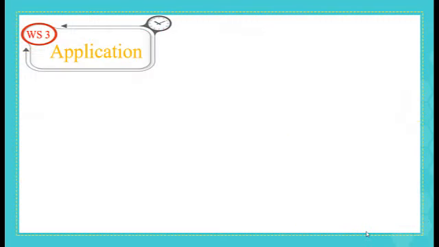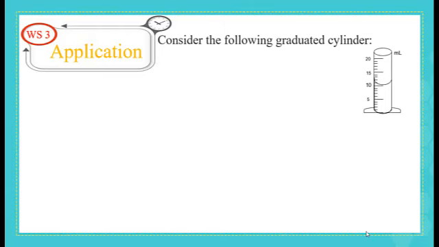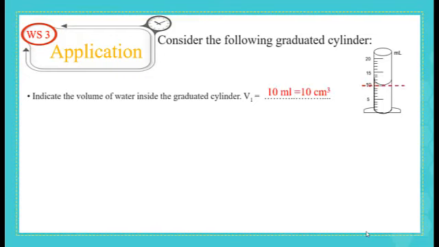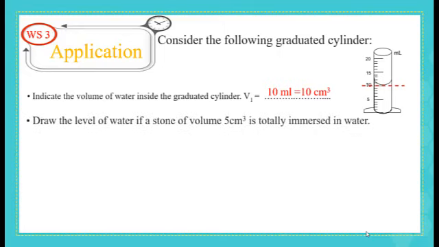Application: also it's on your worksheet number 3. Follow me. Consider the graduated cylinder. Indicate the volume of water in the graduated cylinder V1. It's 10 milliliter, that is equal to 10 centimeter cube. Draw the level of water if a stone of volume 5 centimeter cube is totally immersed in water.